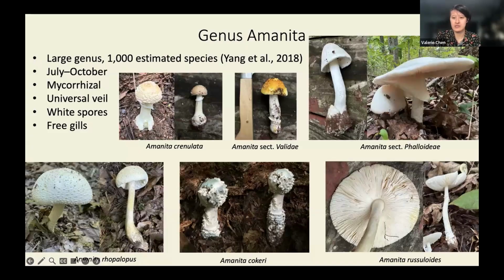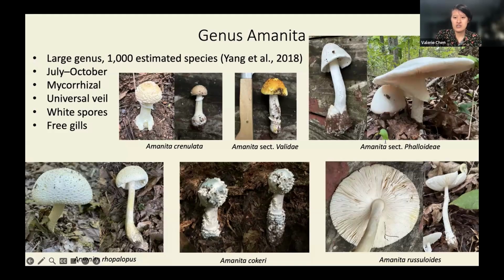You can see the free gills well, though, in the particular specimen I have of Amanita russuloides on the bottom row there, which you can see the zoomed in underside. So I wanted to go over examining some of these features in my collection. As you can see, we have quite a diversity in size and morphological features here.